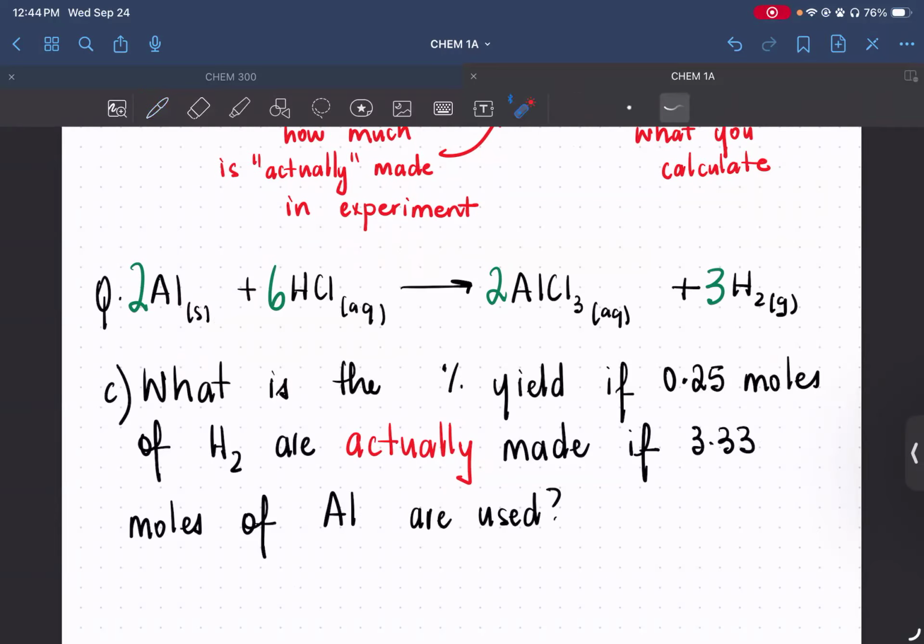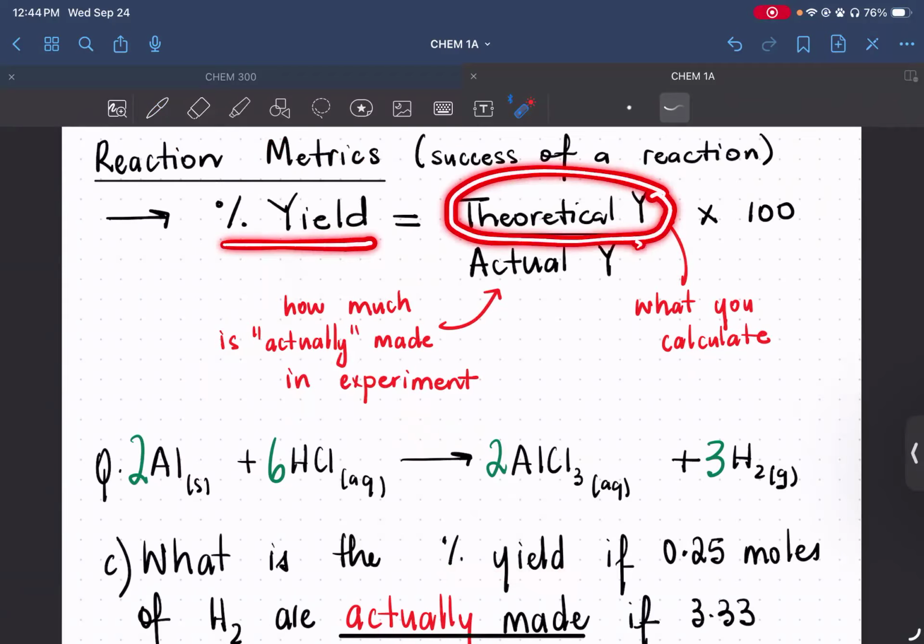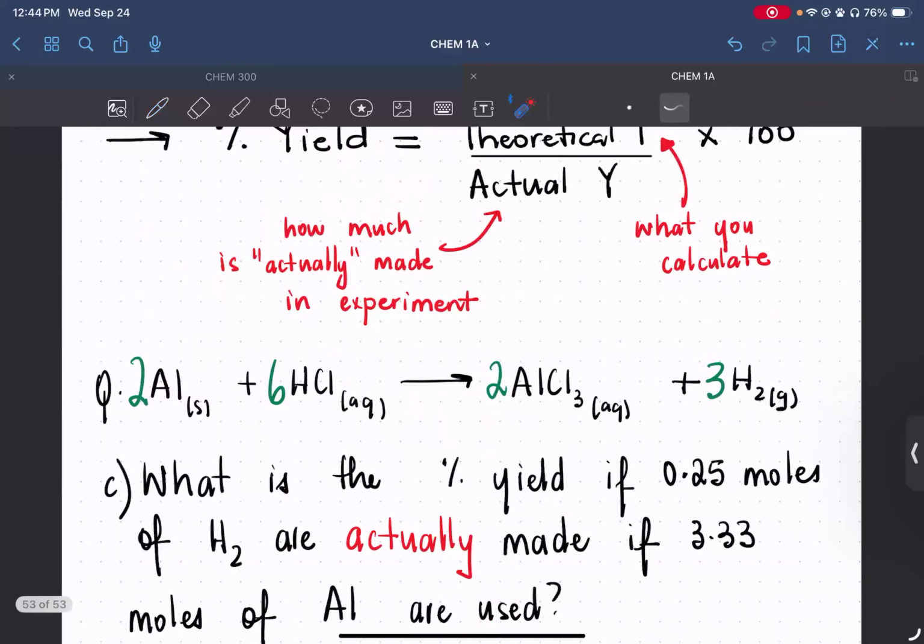The question is asking us, what is the percent yield? We know from the formula for percent yield, we need to know the theoretical yield. We also need to know the actual yield. The question does tell us explicitly what the actual yield was. You can see the word right here. This is where I say it's on me to make it clear to you what the actual yield is.